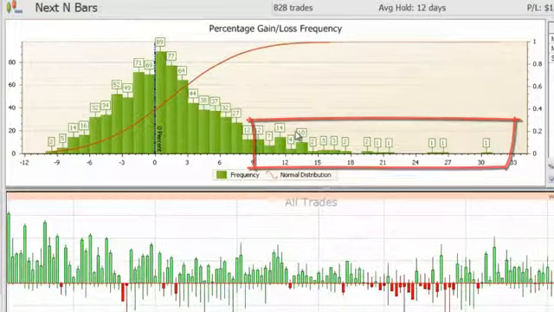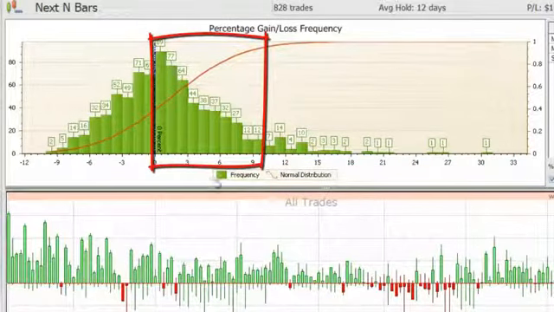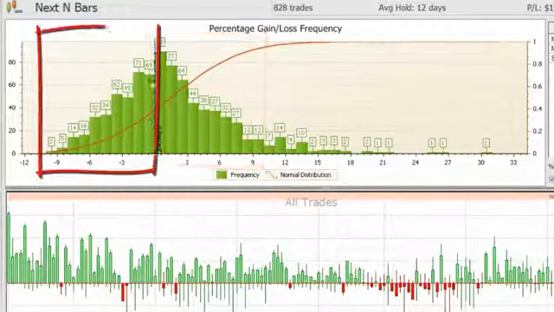Mm-hmm. I mean, these will make you some money. These will make you money too, but these will lose you money. But these will make you a lot of money.